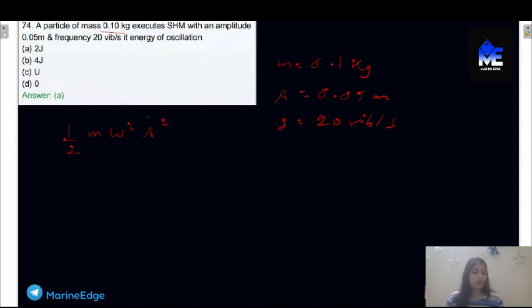Correct? Now, we have the value of a square. We have to find out omega square. We also have the value of m. Now, how will we calculate omega square? So, we know that omega is equal to 2 pi f. Correct? We have f given as 20. So, omega will be equal to how much? 2 pi 20. So, that is how much? 40 pi. Now, put these values in.